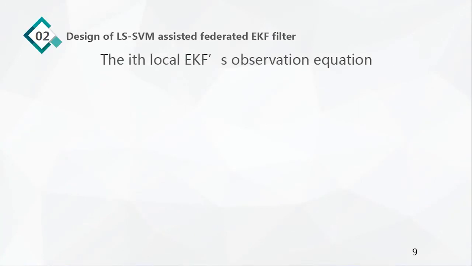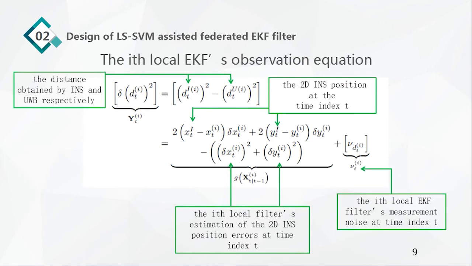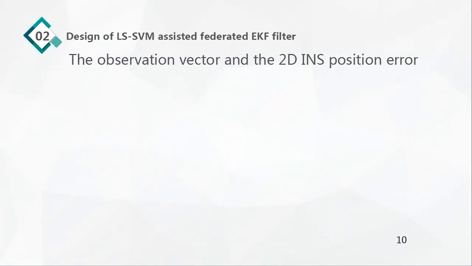The following is the ith local EKF observation equation. Y superscript I represents the observation vector. It includes the INS position and the INS position errors, and the filter's measurement noise. The relation between the observation vector and the 2D INS position error is shown below.